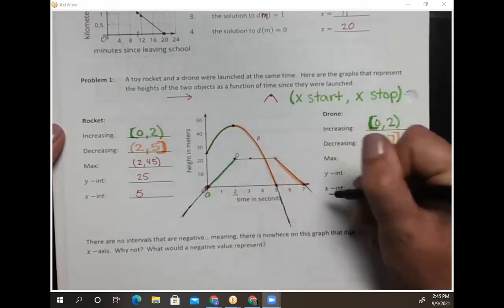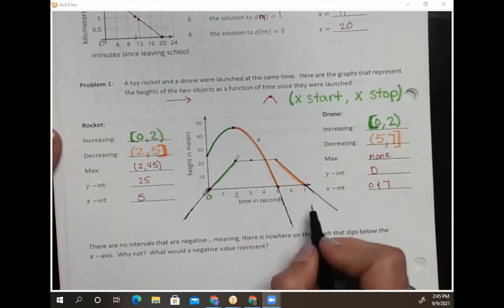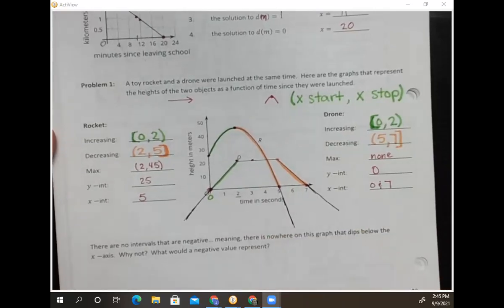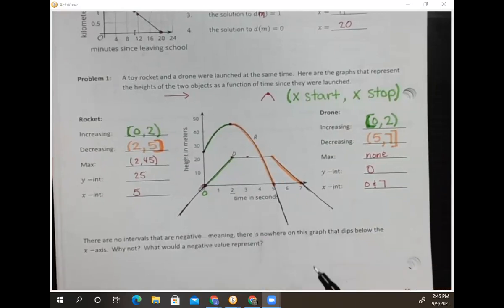Does that make sense? If I had chunks of my graph down here, these would be pieces of the graph that would be negative. Those would be negative intervals. Okay. In the context of this problem, why would I not extend my graph down and have pieces that were negative intervals?